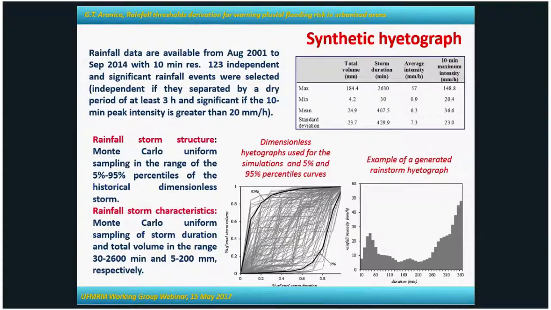These events were used for deriving the rainfall storm structure. This was done because, to force the hydrodynamic model, the idea was not to use classical synthetic hyetographs in terms of shape, like rectangular, triangular, or the Chicago hyetograph, but to work on the real rainfall storm structure. You can see in the figure below the dimensionless hyetograph used for the simulation, and in black, the 5% and 90% percentile curves of all the events generated.